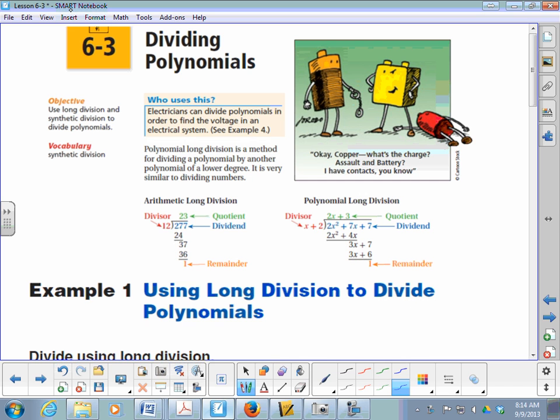So we're going to do long division with polynomials. Okay. Now hopefully all of you remembered how to do the long division with just numbers, what we did with arithmetic. Polynomial long division is exactly the same thing, except a little more complicated because now variables are involved in there and powers instead.